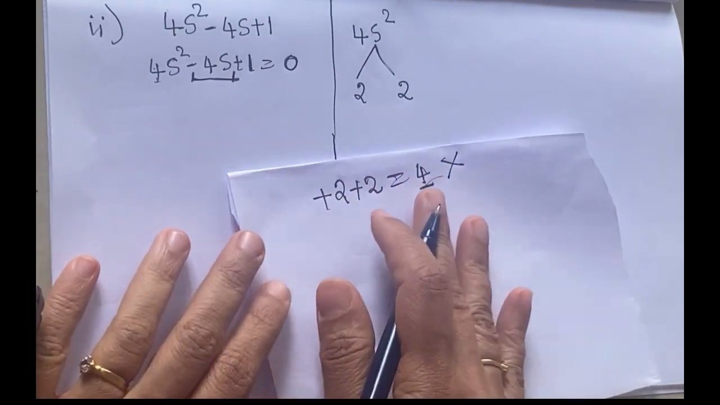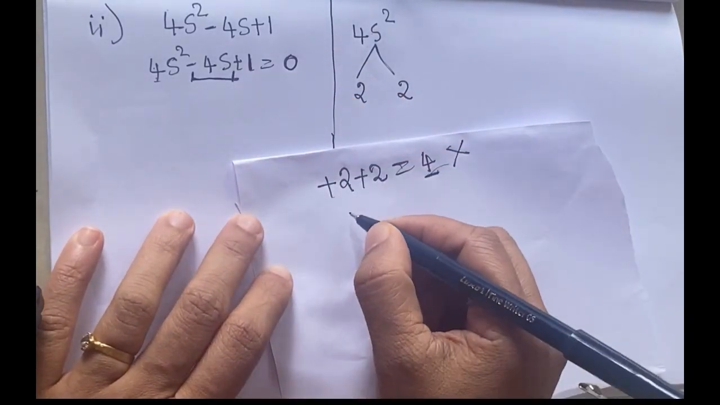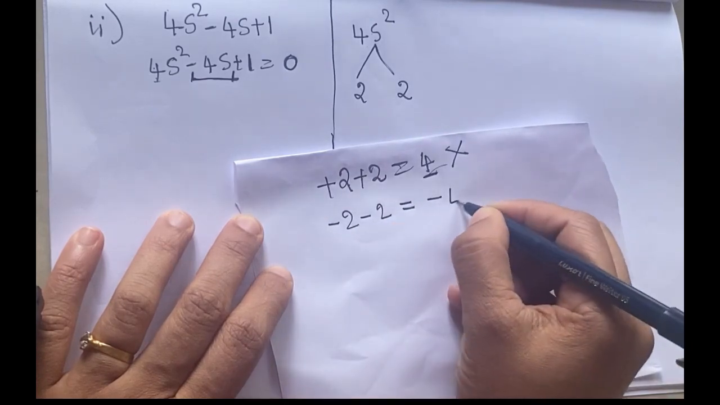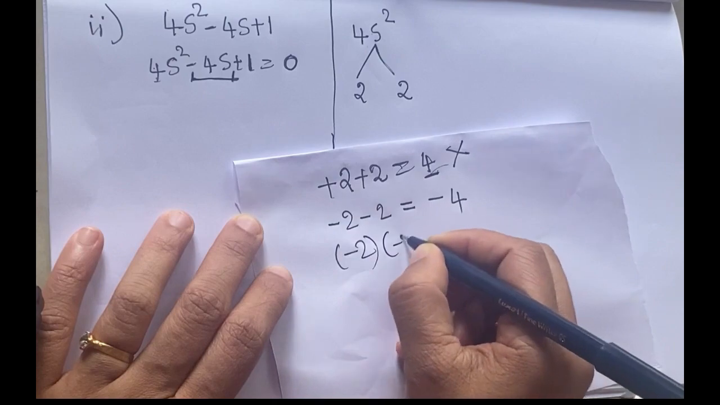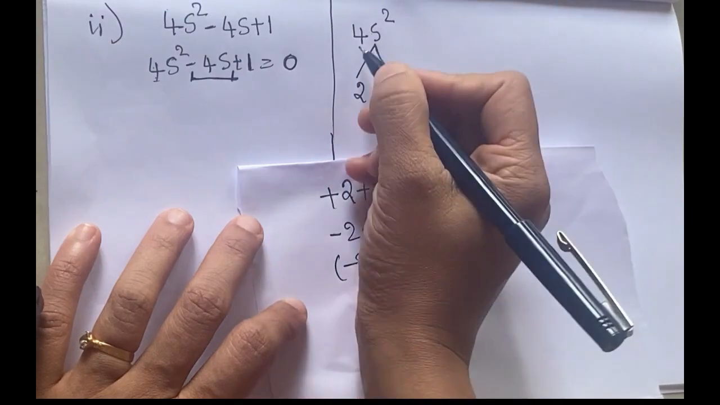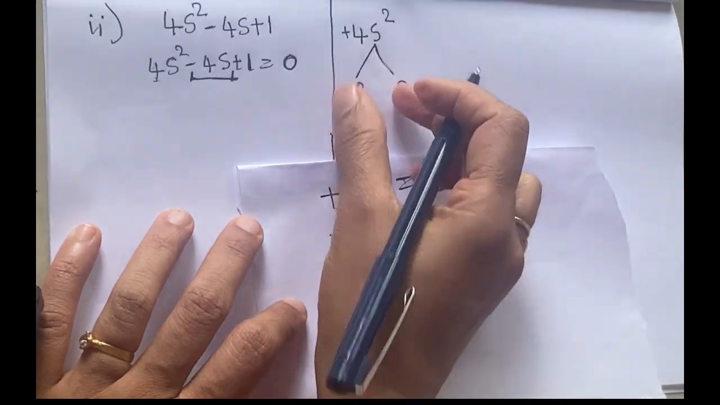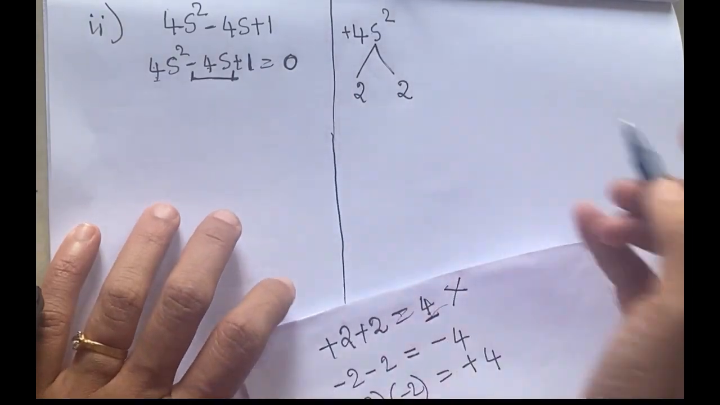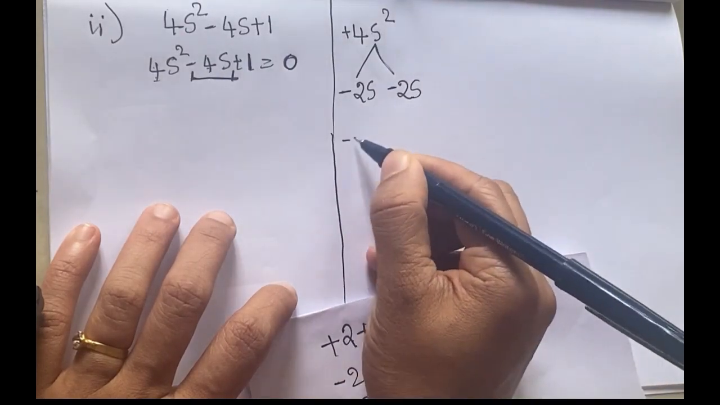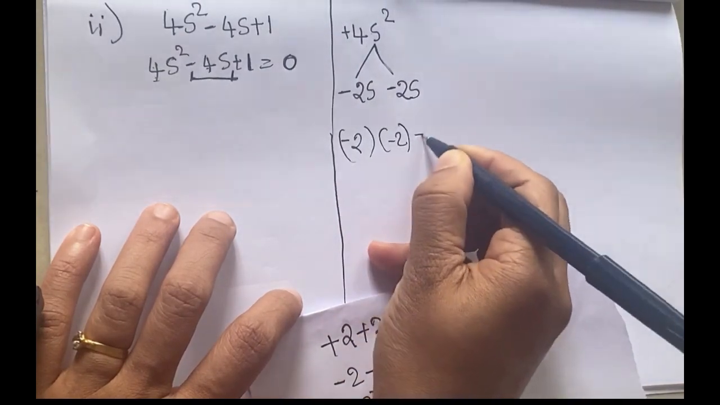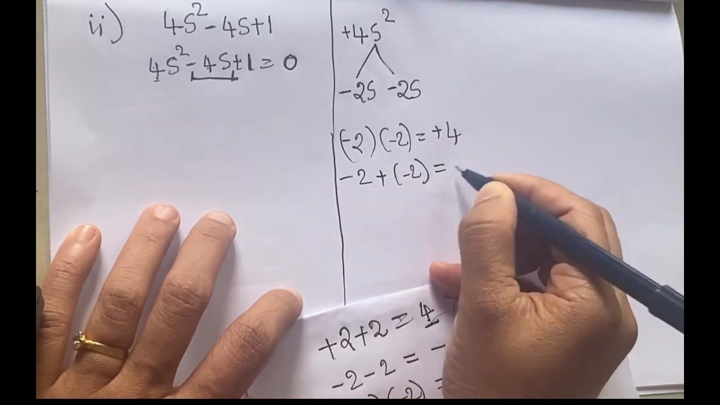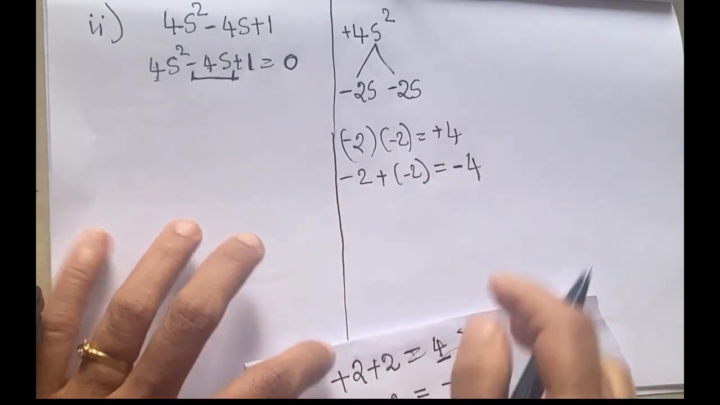Always do this roughly. If I take minus 2 and minus 2, I will get minus 4. If I multiply minus 2 and minus 2, I will get plus 4. When you take the product, it must be plus 4. When you add those two, it must be minus 4. That's why I am taking minus 2s and minus 2s. Minus 2 into minus 2 is plus 4. Minus 2 plus minus 2 is minus 4.